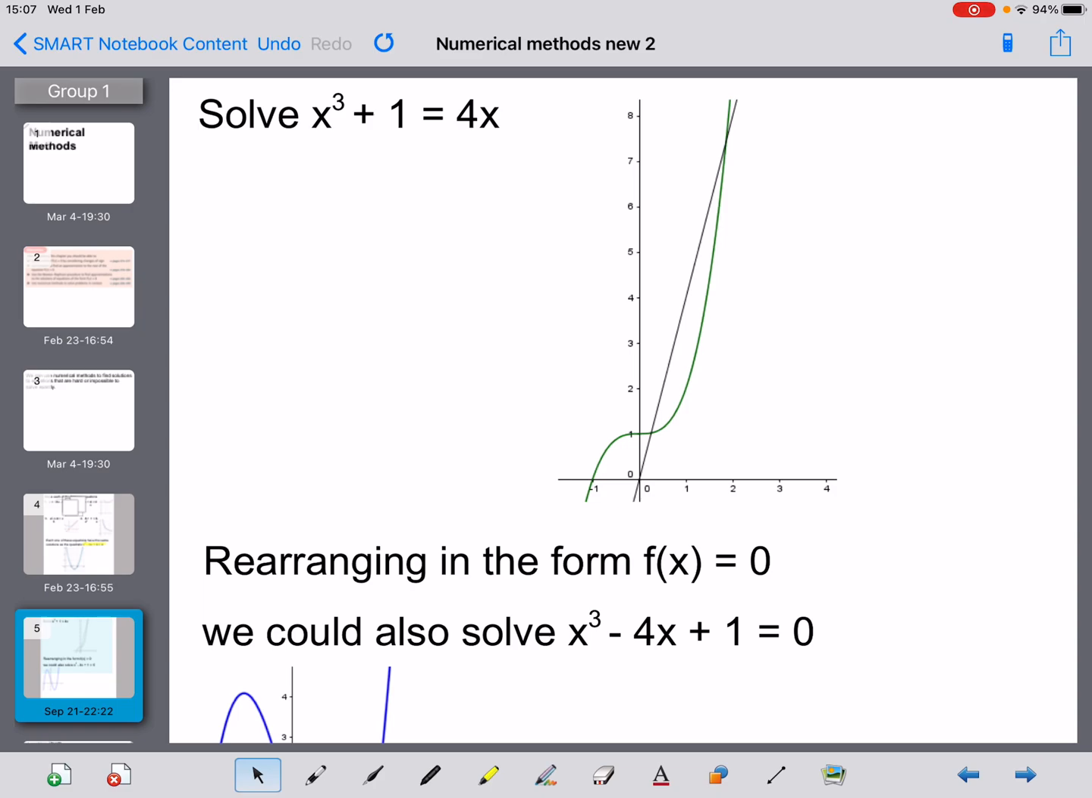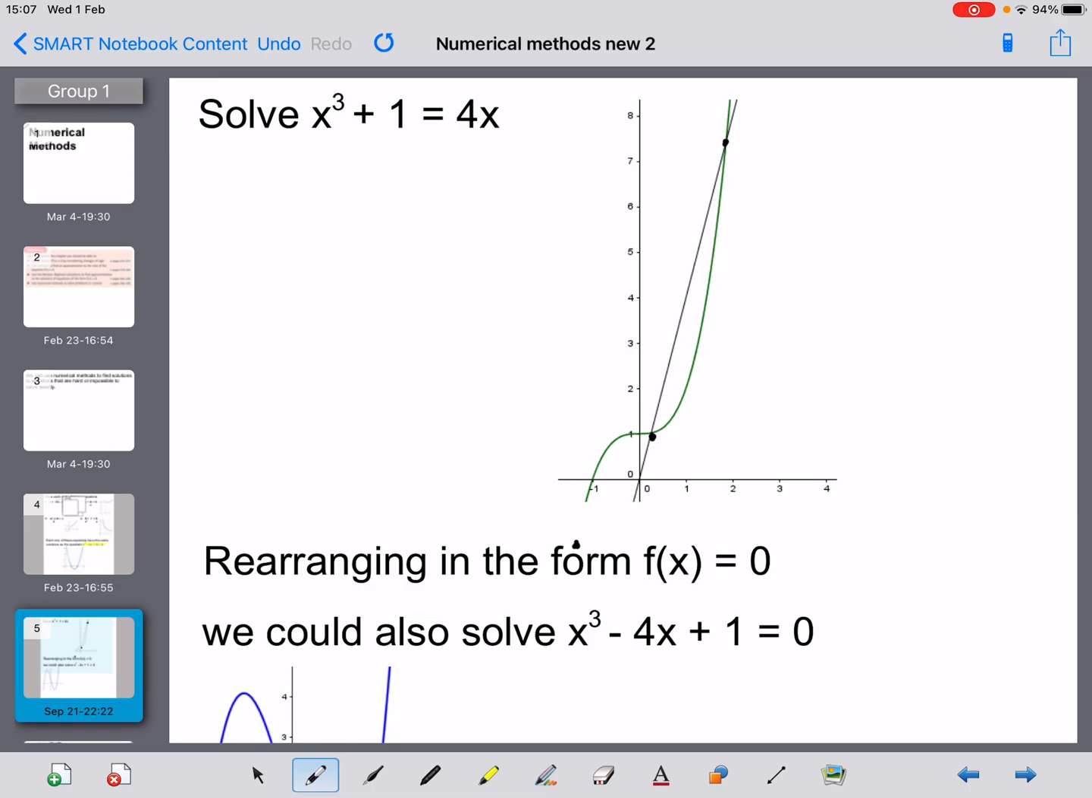So here's just another example. Here we've got a cubic: x cubed plus 1 equals 4x. Graphically, that green curve is the graph of y equals x cubed plus 1. The black line is y equals 4x. You can see that there are points of intersection here, which is somewhere between 1 and 2. There's another one here, which is somewhere between 0 and 1, and I suspect there's probably another one down here somewhere.